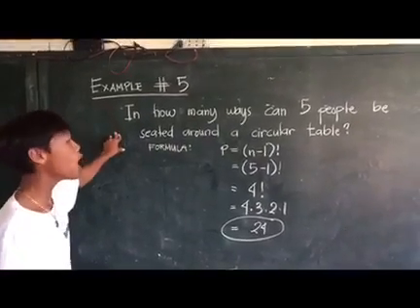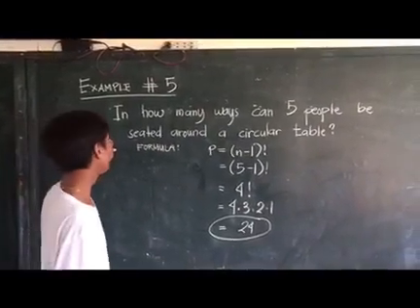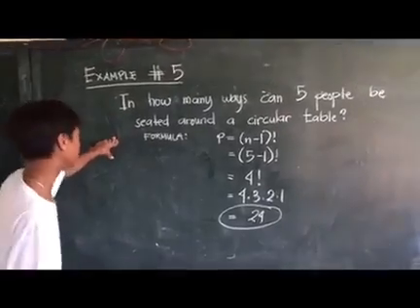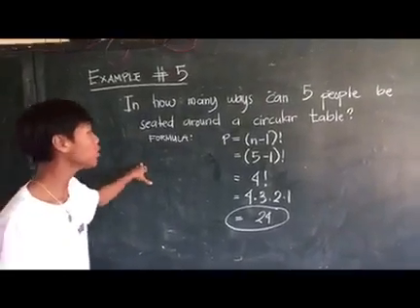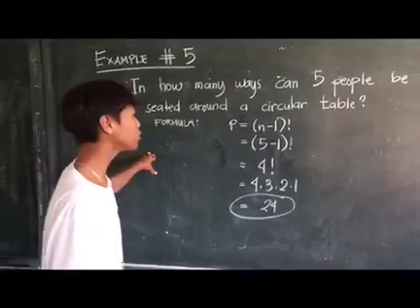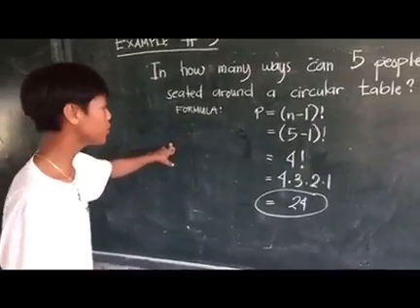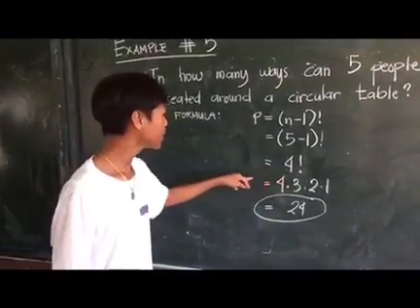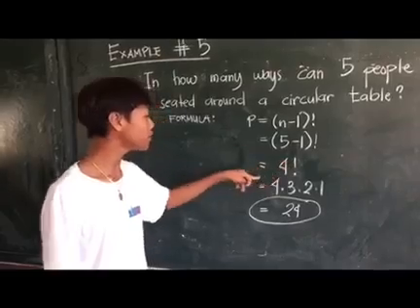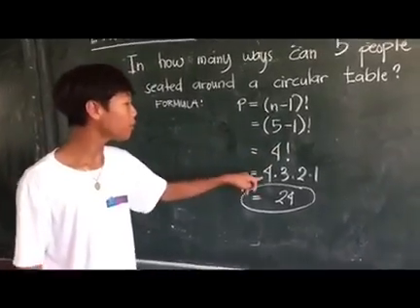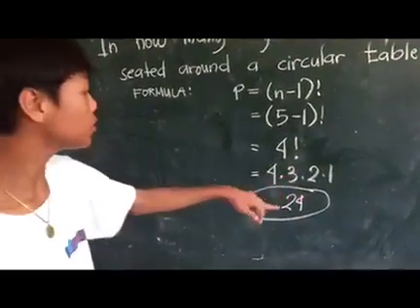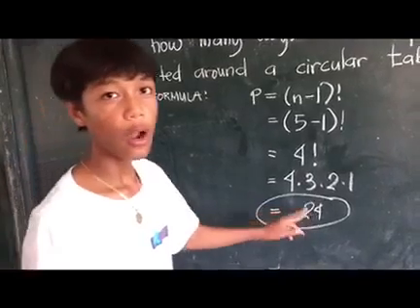Example 5. In how many ways can 5 people be seated around a circular table? Formula: P is equal to n minus 1 factorial, which is equal to 5 minus 1 factorial, which is equal to 4 factorial. 4 factorial is equal to 4 times 3 times 2 times 1, which is equal to 24.